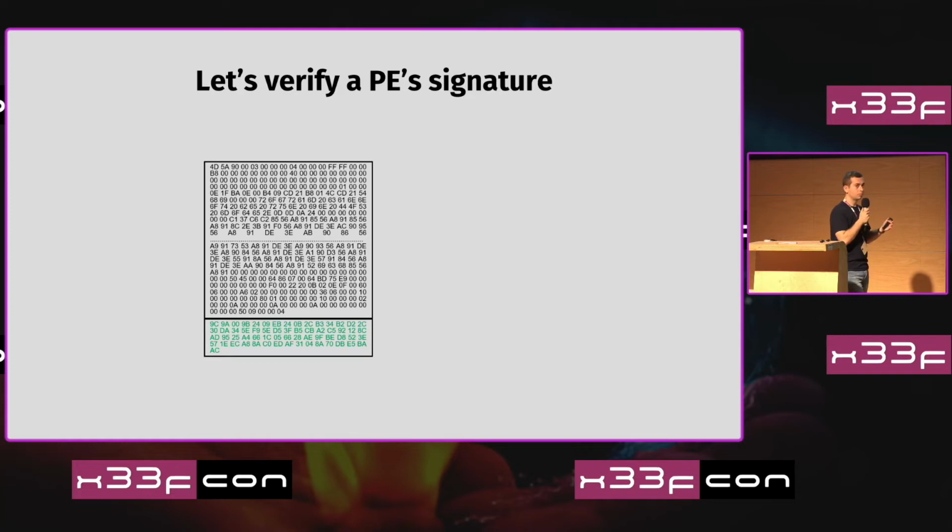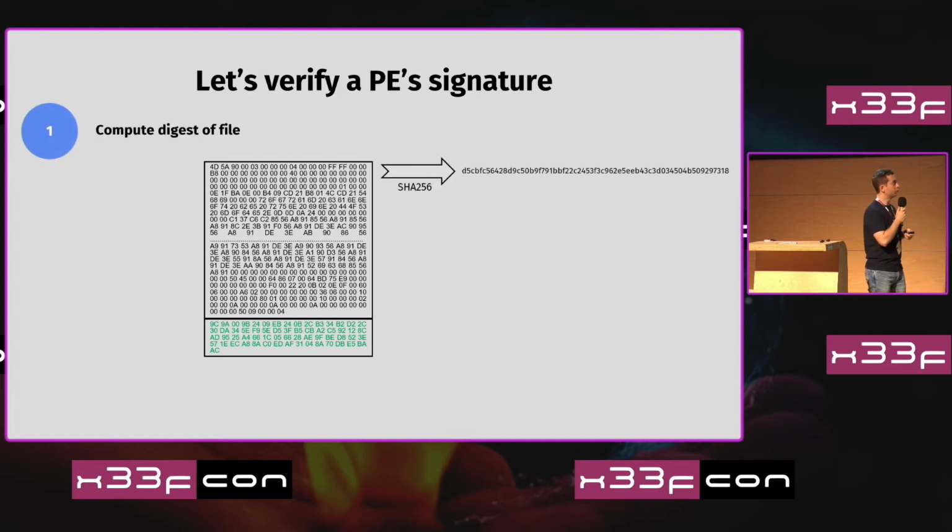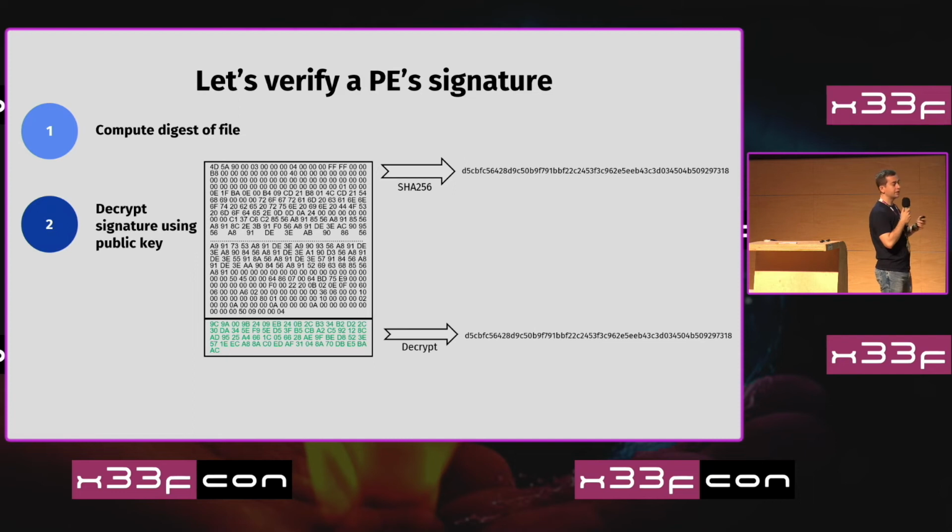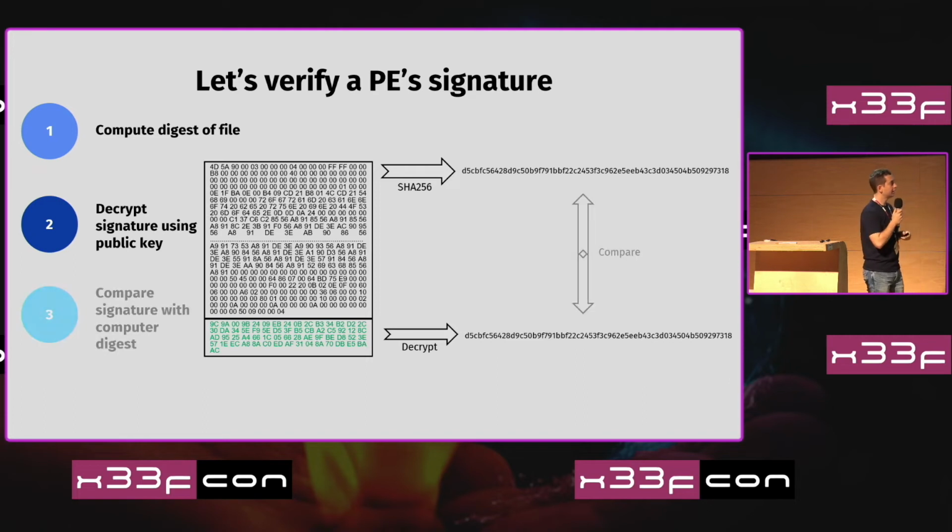Now when Bob wants to verify that this file is signed, what's happening behind the scenes is, again, Bob will compute the digest of the file, excluding the signature data and the checksum of the file. He will take the signature and decrypt it using Joe's public key and compare the two. If they are the same, then the file is valid and digitally signed.